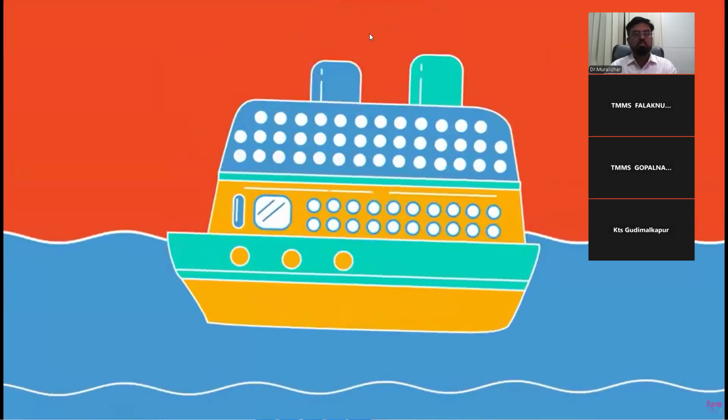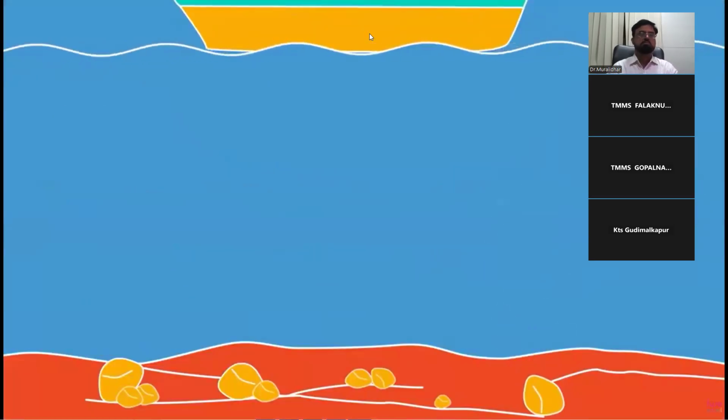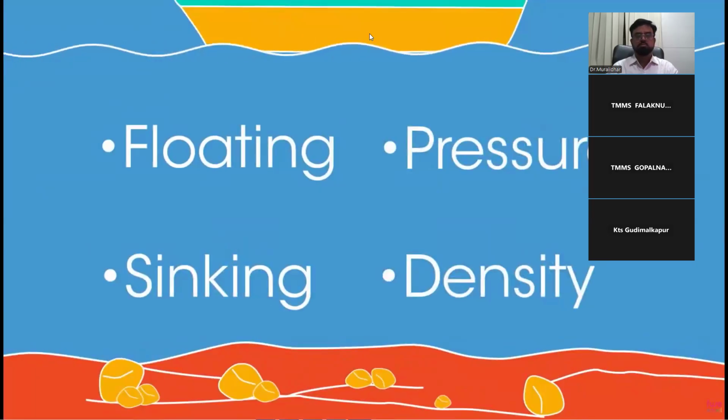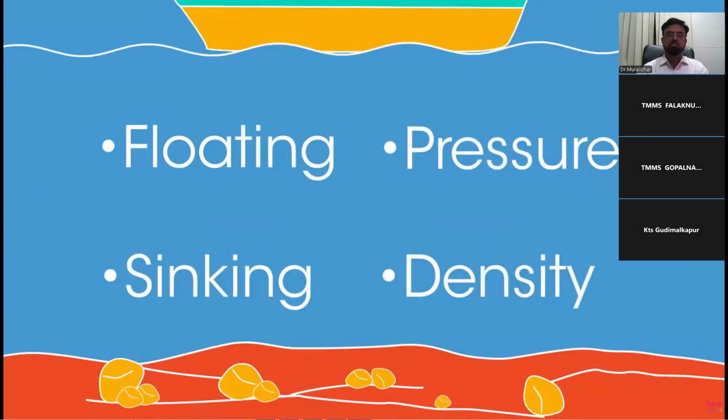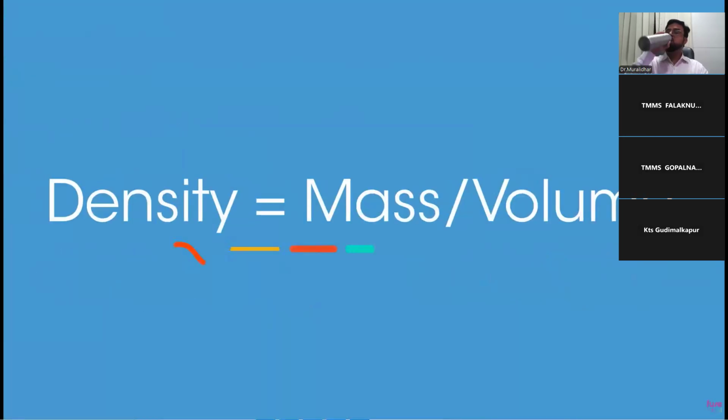Have you ever wondered why a large ship floats but a small pebble sinks? In this video, we'll learn about floating, sinking, pressure, and density. Density is a measure of how heavy something is relative to its size. It can be calculated using this equation.